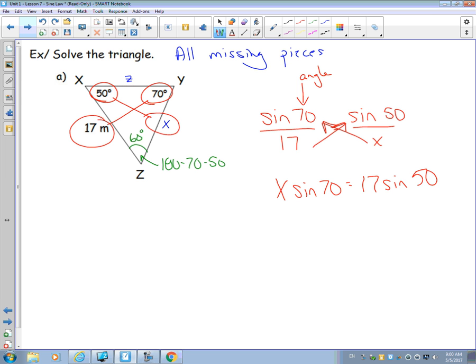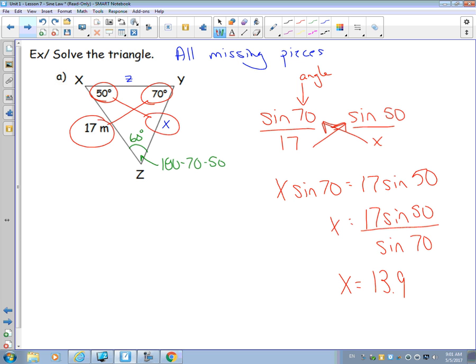I want to get x by itself. So 17 sine 50 divided by sine 70. I'm going to put that all into my calculator just the way it looks. So you're going to have to use sine twice here, top and bottom. Be a little bit careful. And I got 13.9. So hopefully you get the same thing. There's my missing side. Now on to the next one.